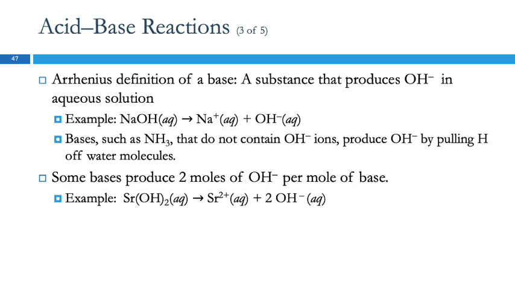So that was the Arrhenius definition of an acid. The Arrhenius definition of a base is something that produces hydroxide ions in aqueous solution. So sodium hydroxide. This is a soluble ionic compound, and the two ions here are sodium ion and hydroxide ion. So we put this into water, and this separates, and we get hydroxide ions. That's why this is a base.